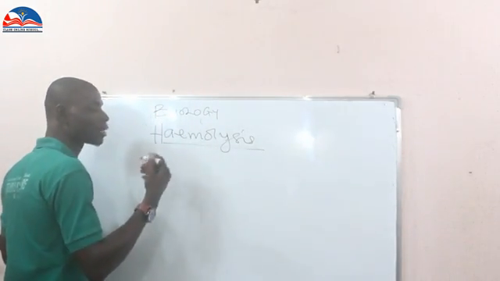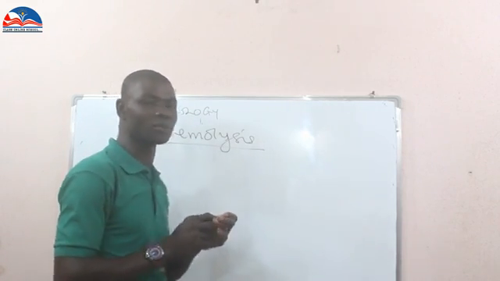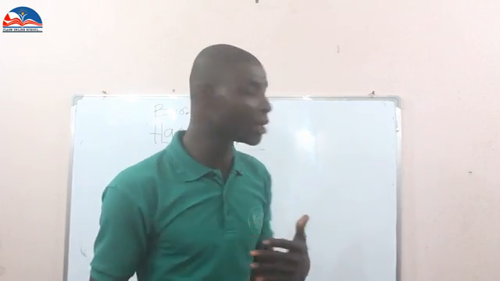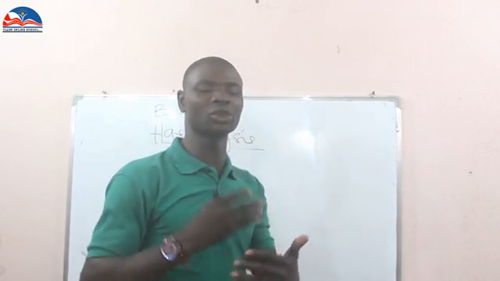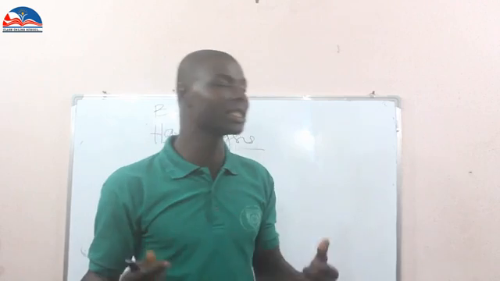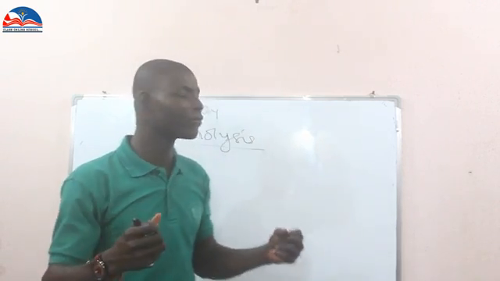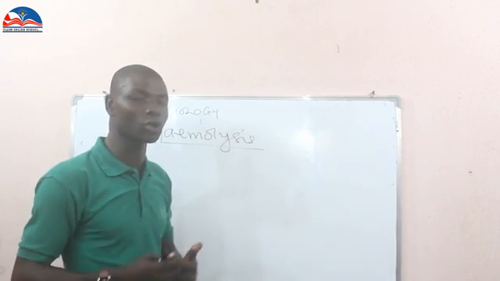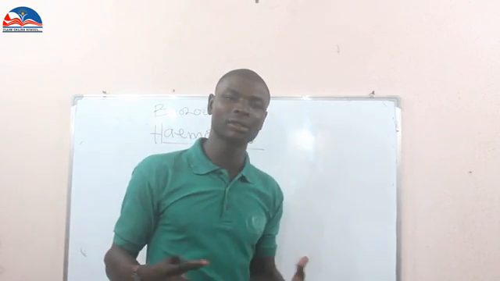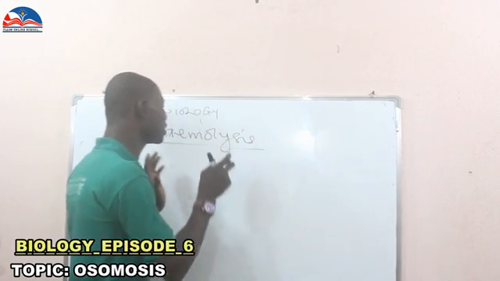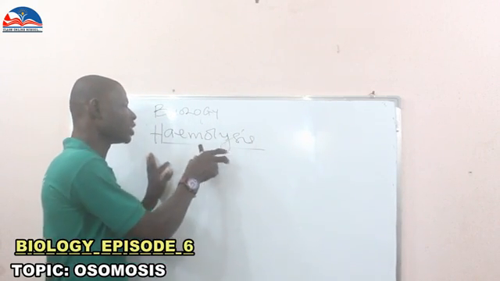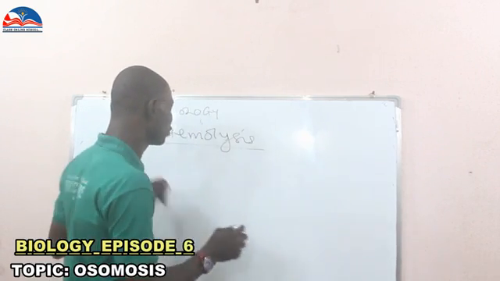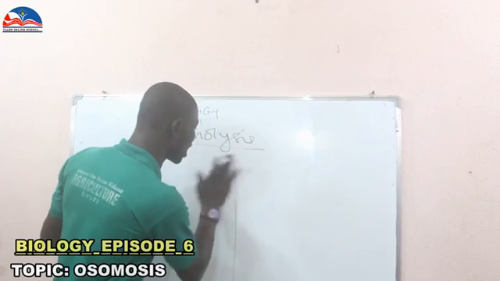So hemolysis is just the opposite of plasmolysis. While plasmolysis is a withdrawal of water, hemolysis is water getting into the cells to the extent that it leads to the bursting of the cell. Now hemolysis occurs as a result of excess of what? Water in the cell. But we have similarities between hemolysis and plasmolysis. What are the similarities that we have?